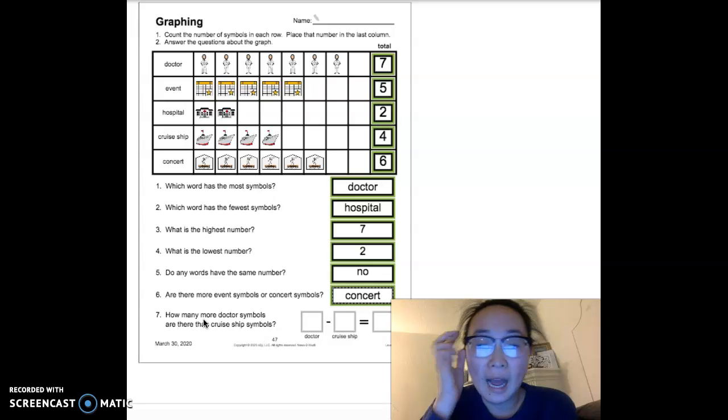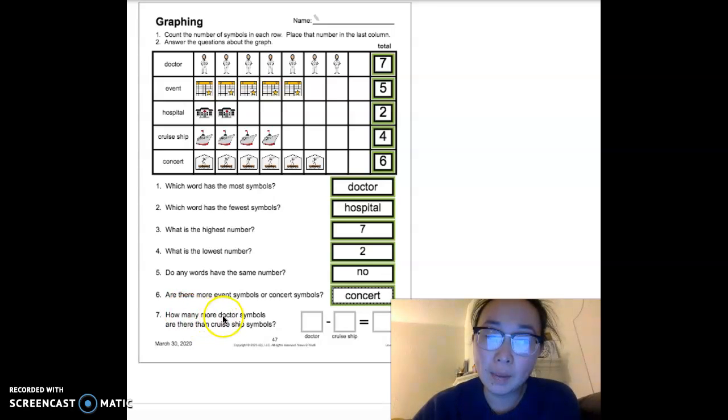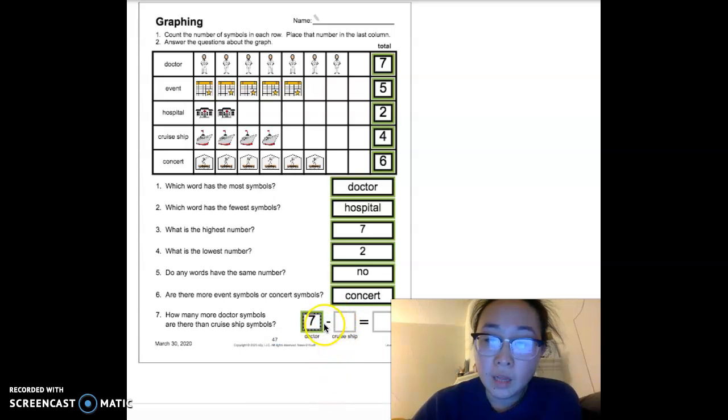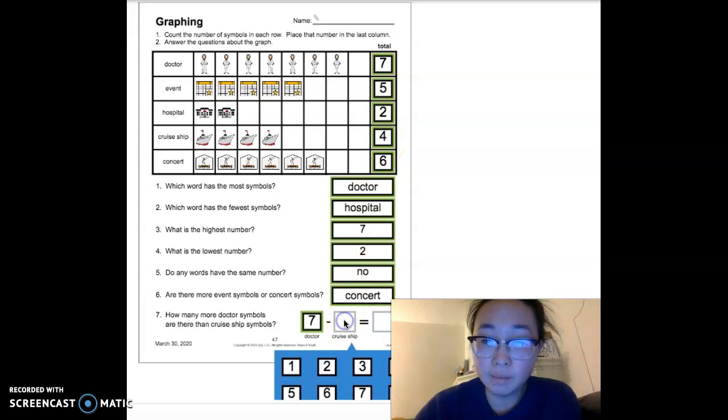Number 7 asks, how many more doctor symbols are there than cruise ship symbols? So it's asking doctors and cruise ships over here. So doctors has how many? It has 7. So we're going to put 7. And then we're subtracting, minus, right? So 7 minus what? Our cruise ship. How many cruise ships do we have? We have 4. So we're going to put 4.